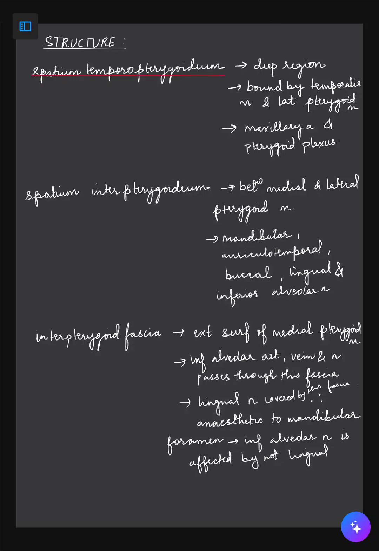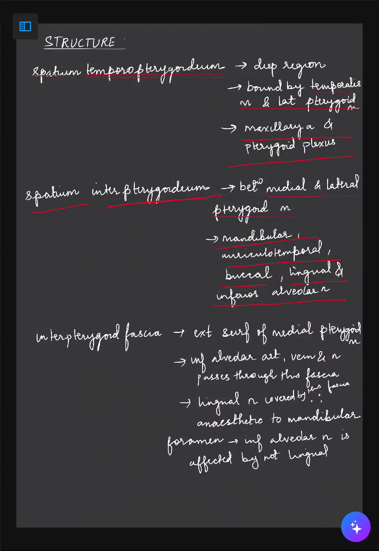temporopterygoidium. It is a deep region which is bound by the temporalis muscle and the lateral pterygoid muscle. In this spatium temporopterygoidium, there are the maxillary artery and the pterygoid plexus. Next is the spatium interpterygoidium, which is between the medial and lateral pterygoid muscles. Now, which are the nerves? Mandibular, auriculotemporal, buccal, lingual and inferior alveolar nerves.